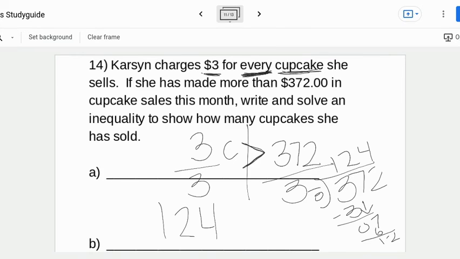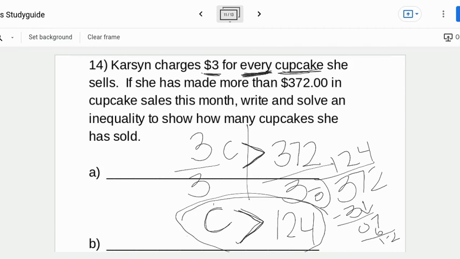So make sure when you solve this, right? Let me get my eraser. When you solve this, you have to write everything. So my 124 really should be brought down, my sign, and my inequality. So if you just wrote 124 in your red pen, you'd put the C is greater than, right? Students miss this every time on this test each year. Make sure when you write your solution, it has the whole thing, not just the number.